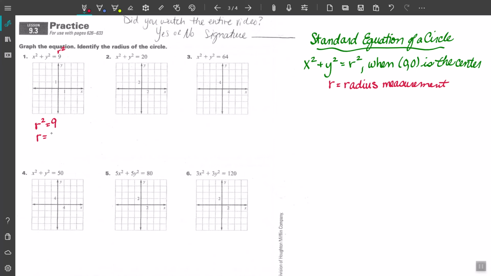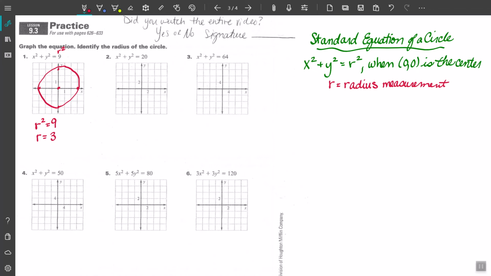We're not going to be interested in the negative 3 because we're going to throw that out. That cannot be a length of a radius, a negative measurement. So we're going to keep just the 3. And then from the center of the circle, which is the origin in this case, we're going to come out 3 units on all 4 sides. And then we'll do our best to connect those in a smooth circular line.